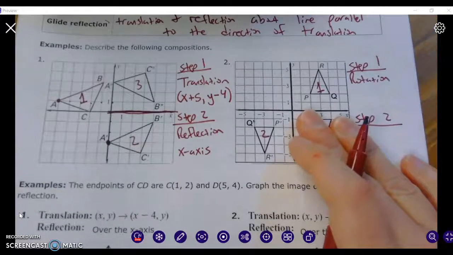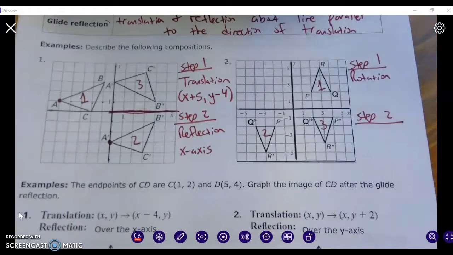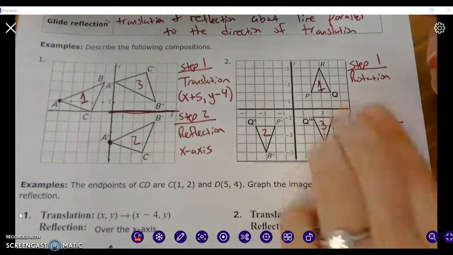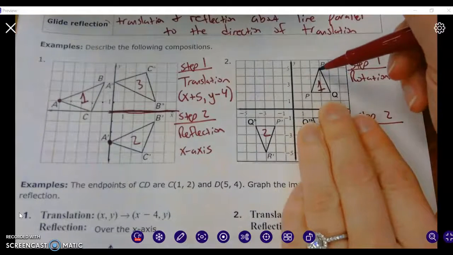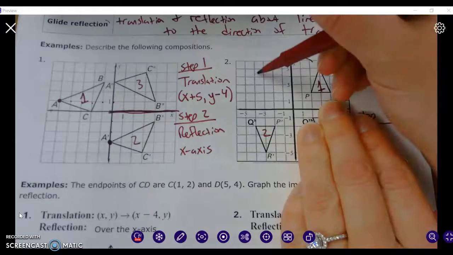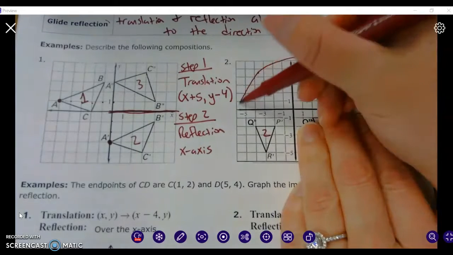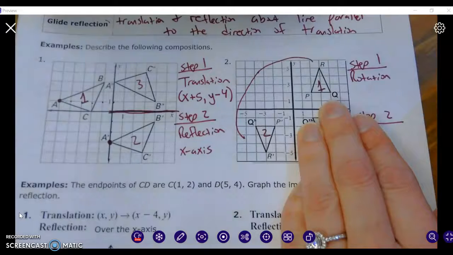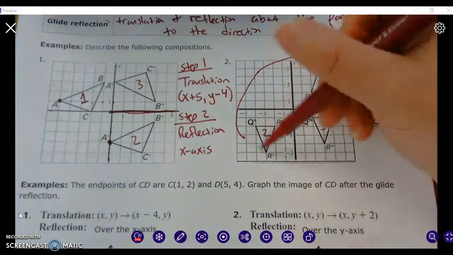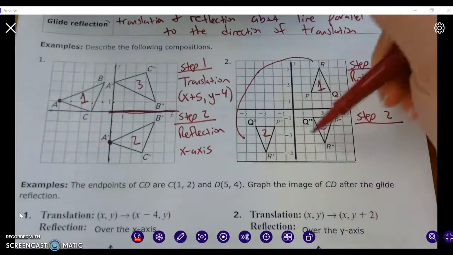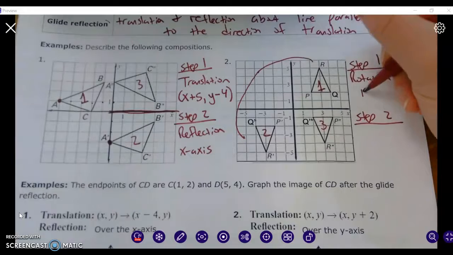But then here's the other tricky part, right? Is it a 90-degree rotation? Is it 180? Or is it 270? So here's how you figure that out. Here's our first shape. If it was 90, it would have only moved over one quadrant. If it was 180, it would move over 2 quadrants. If it was 270, it would be all the way over here. Okay? So it is 180.